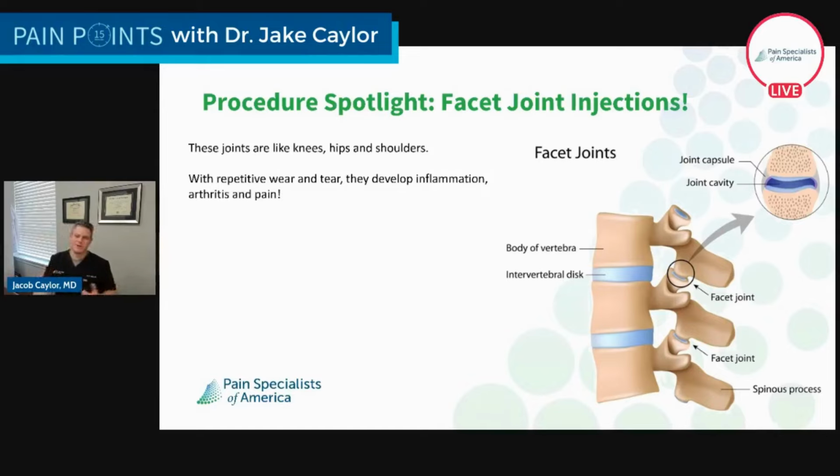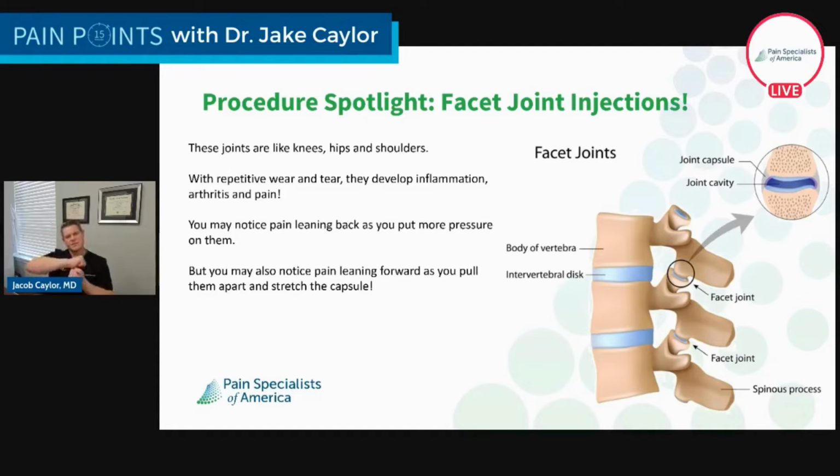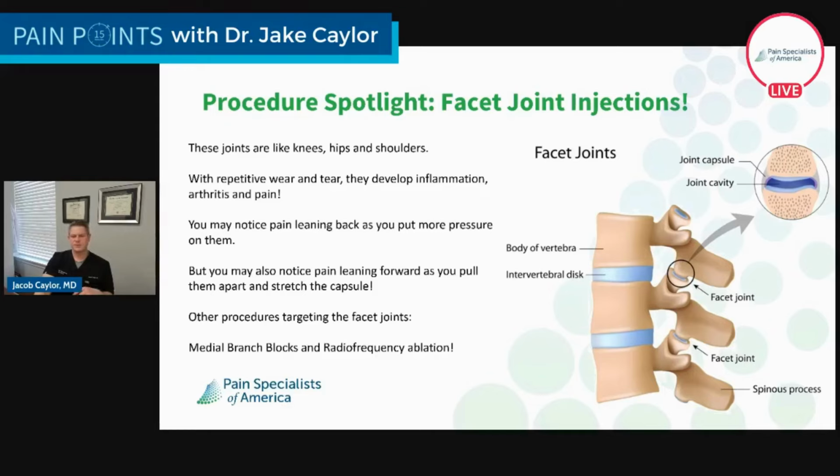They can become arthritic. And then you may notice that leaning back and putting more pressure on them side to side causes your pain. We call this facet loading. But the other thing that can cause pain in the back is actually leaning forward. And that's as you might be stretching that inflamed facet capsule. So we have to think about both of these things. The other procedures that target facet joints include medial branch blocks and radiofrequency ablation.